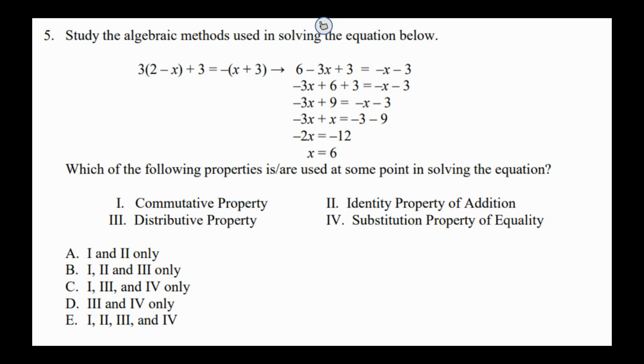Well, yeah, so they added this to that side and subtracted 9 from that side. Okay, which you might remember from geometry is addition property of equality. Okay, from here to here was substitution. From there to there was division. So the correct answer was C. Commutative, distributive, and substitution.